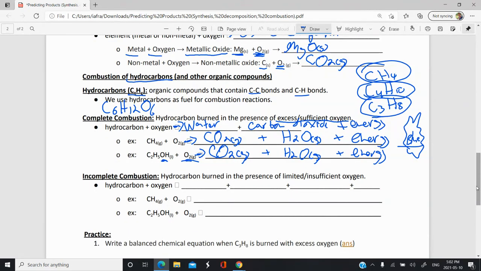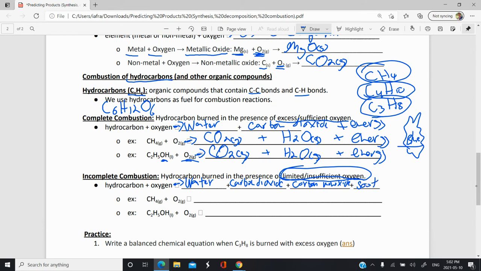Next, we're going to try to do incomplete combustion. That's where you have a hydrocarbon burned in the presence of limited or insufficient oxygen, not enough oxygen there. And when that happens, you get the following things produced: water, carbon dioxide, carbon monoxide, and then also soot, which is just regular carbon.